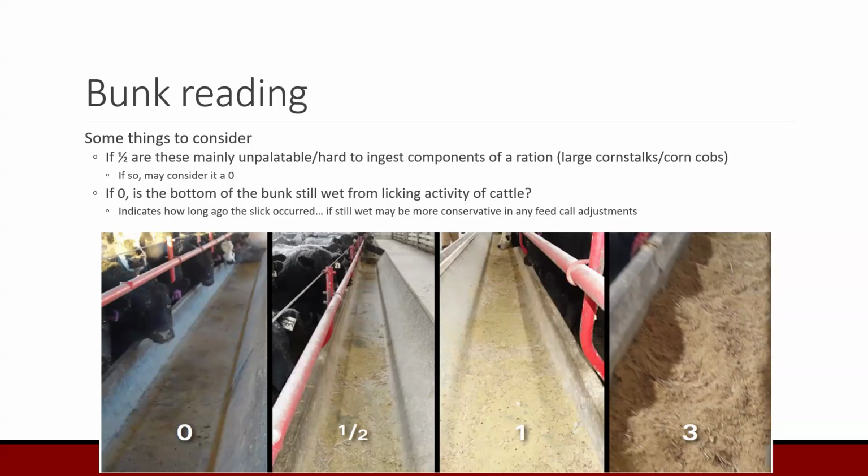Okay. So this would be an indication of a half. This is a 1, and then that is lots. So you can see the crown of that feed was disturbed. Some level of consumption occurred. However, there's still a whole lot of feed left in that bunk.